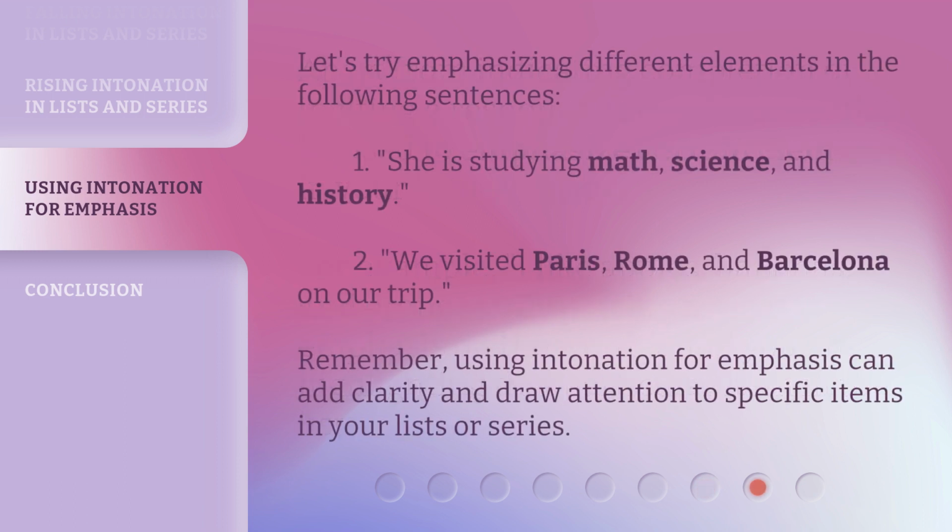Let's try emphasizing different elements in the following sentences. 1. She is studying math, science, and history. 2. We visited Paris, Rome, and Barcelona on our trip. Remember, using intonation for emphasis can add clarity and draw attention to specific items in your lists or series.